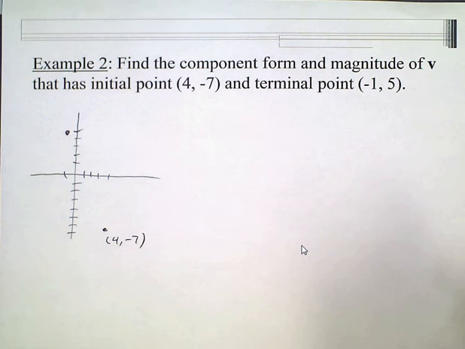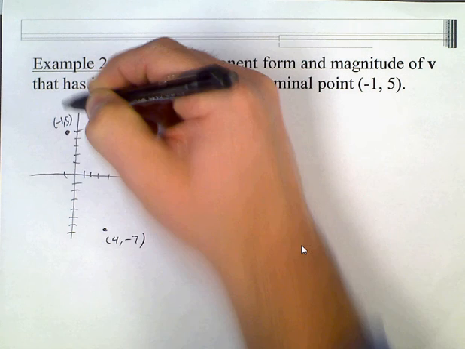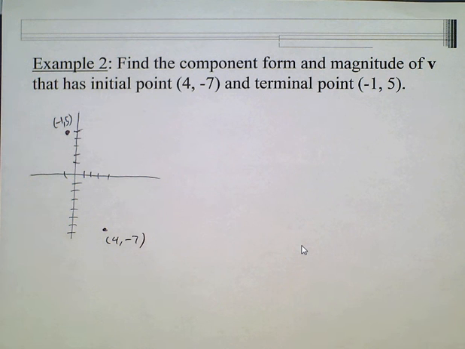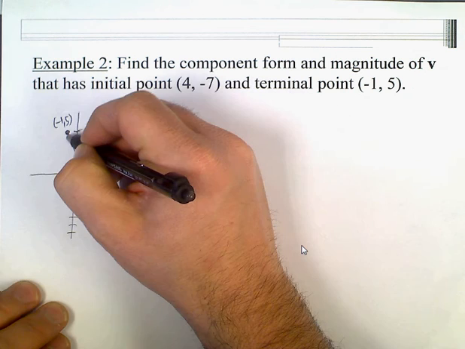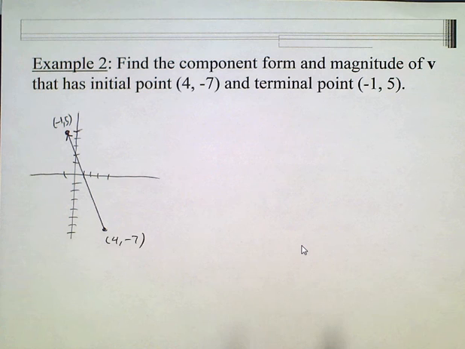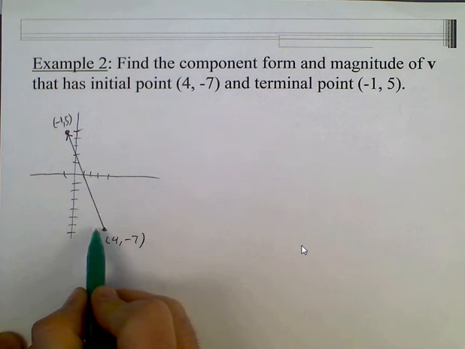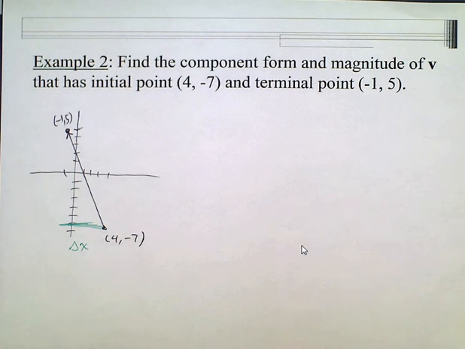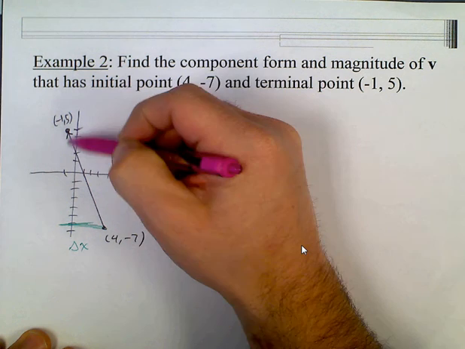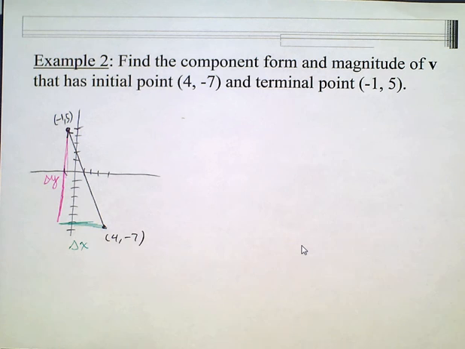And so the vector itself is the directed line segment that connects the initial point to the terminal point. So let's grab a little straight edge here to make it look pretty. So that's our vector. And we want to write it in component form. And now component form is going to describe the delta x. There's your delta x. And here's your delta y. And list it independently like that.